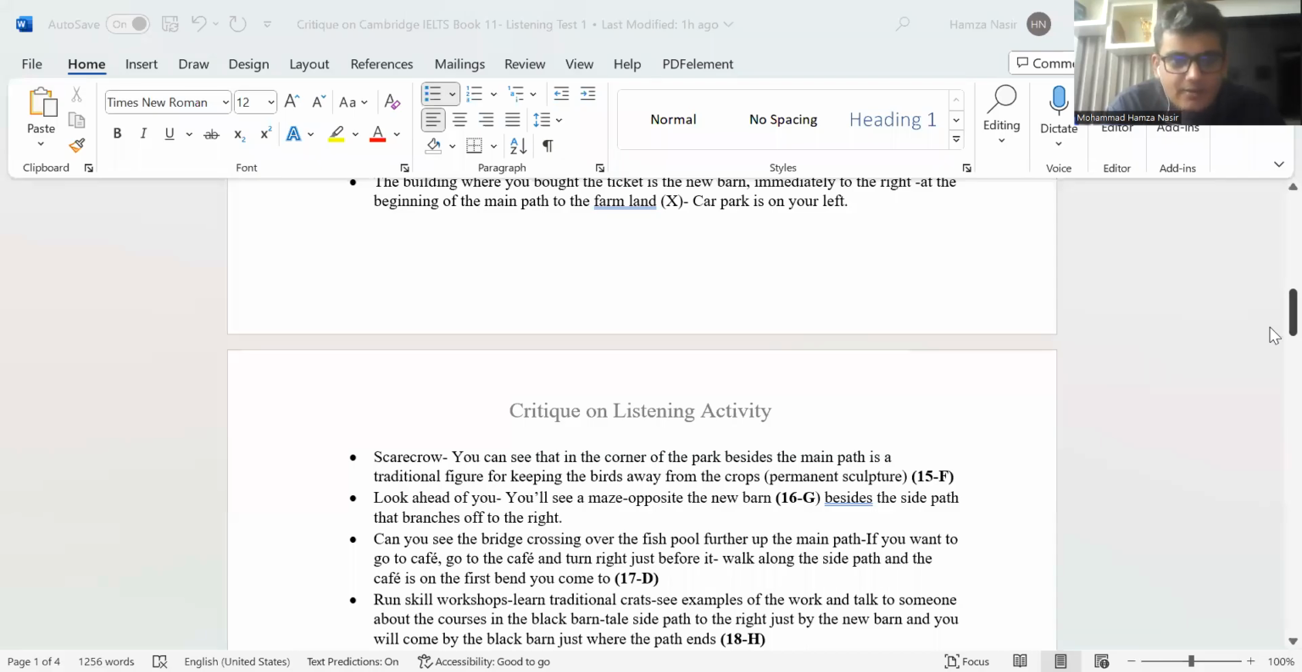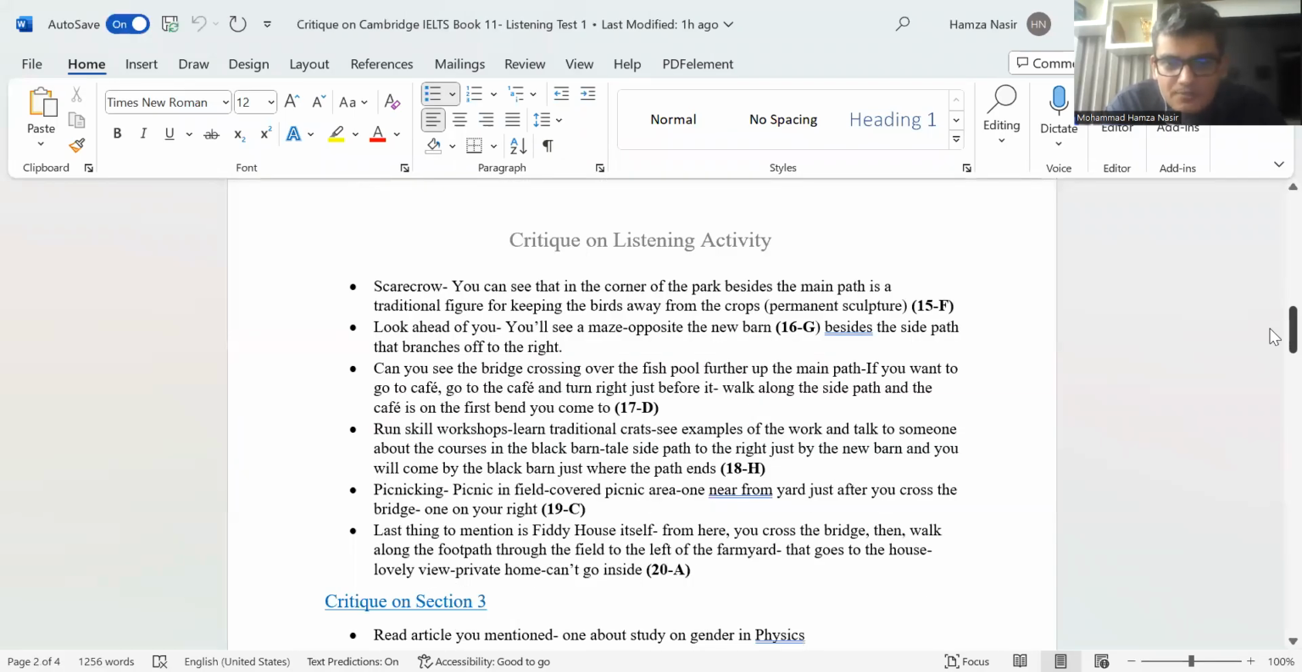Okay, so let's go back to the script. The answer for question 15 is going to be F for Frank. Then it says, look ahead of you. You'll see a maze opposite to the new barn, beside the side path, beside meaning right next to the side path that branches off to the right. Okay. It says, look ahead of you. You'll see the maze that is opposite to the new barn, beside the side path that branches off to the right.